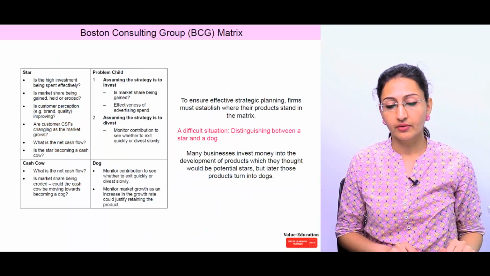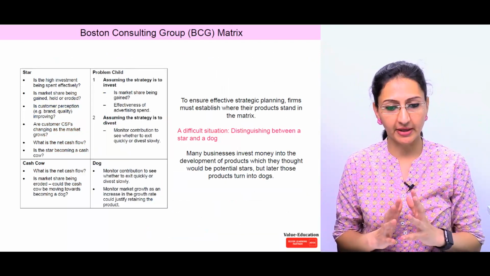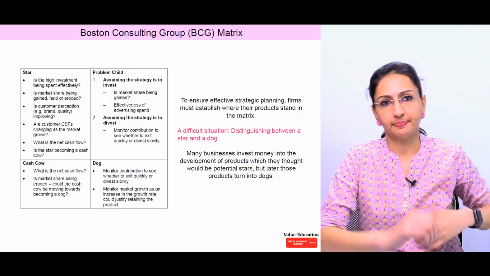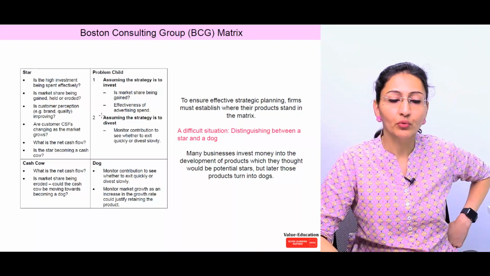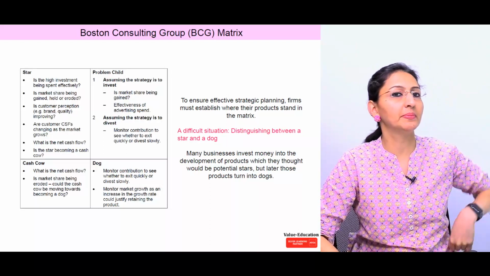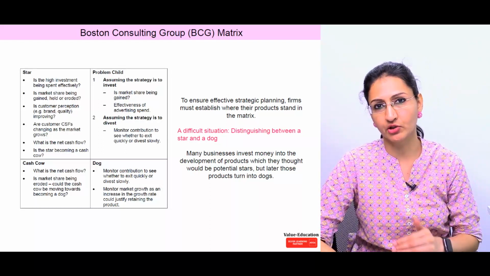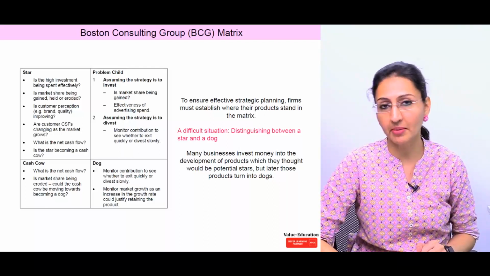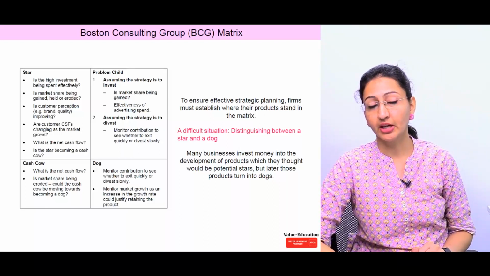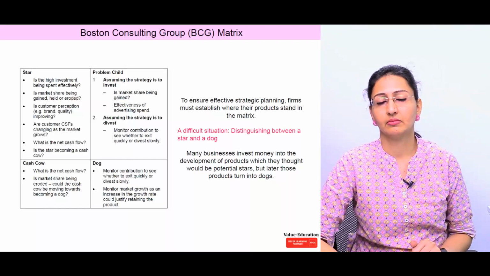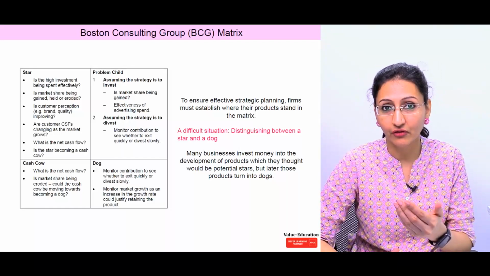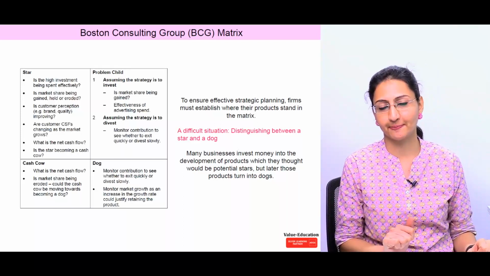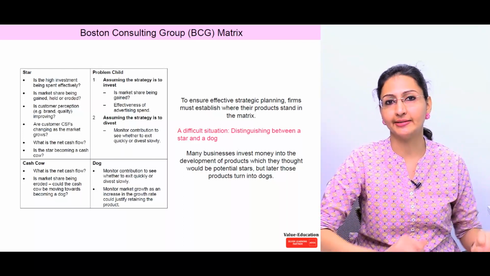Now, why we are using this BCG matrix is simple: to create an effective strategic plan. Because until and unless we know where the product of the business stands, how will we strategize? Whether to divest it, whether to reinvest some amount in the product, whether to keep it intact, what should be done? For that, you need to first place the product in one of the quadrants. Then only you can decide.